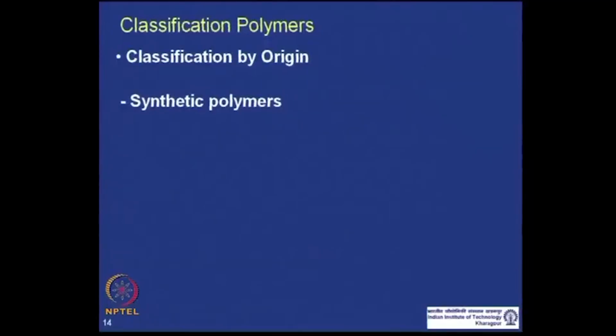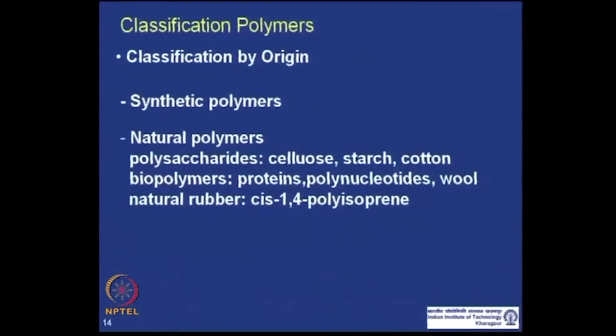derived monomers. So, we can classify as synthetic polymers, the polymers we synthesize in the lab, or we can classify as natural polymers, in which case polymers come from nature. For example, polysaccharides, which represent cellulose, starch, cotton, biopolymers, proteins, nucleic acids, wool, silk, and so on, and natural rubber, cis-1,4-polyisoprene.